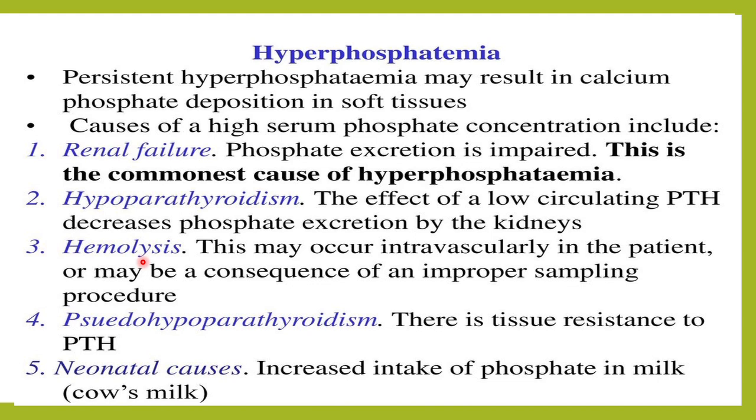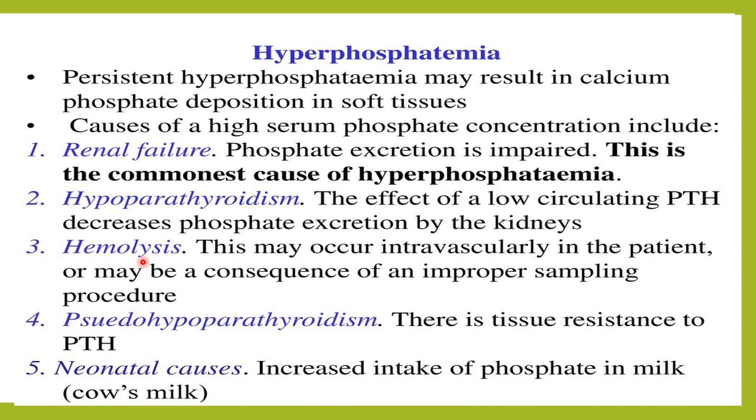You all know that phosphates, proteins, etc., are concentrated more intracellularly compared to extracellularly. Whenever there is a breakdown of the RBCs, the phosphates inside the cell will come out, so the level of phosphates is going to increase. Suppose there is rhabdomyolysis, when the muscle cells are broken down, the phosphates inside the muscle cells are going to come out and the level of phosphates is going to increase. So hemolysis and rhabdomyolysis can both cause increased phosphate levels.